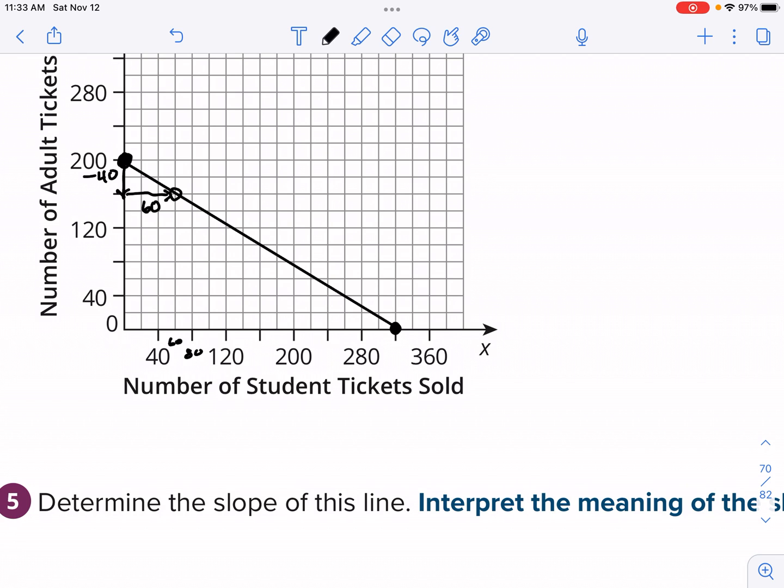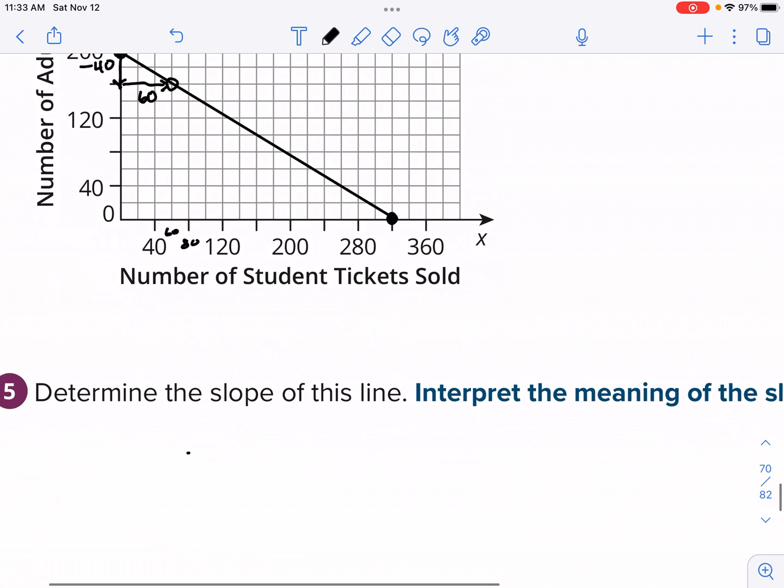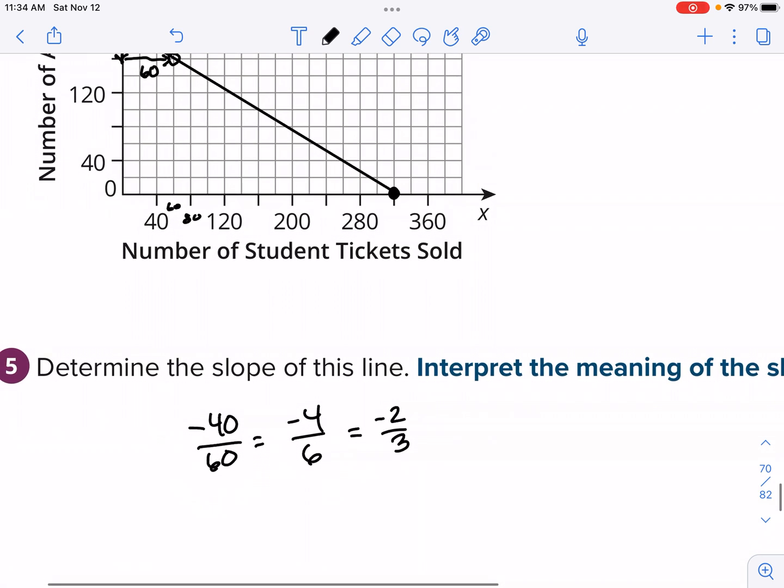All right, so this is negative 40 over 60. We can simplify this to be negative 4 over 6. And then further simplify this. You could divide both of them by 2. This would be negative 2/3. So this would represent the fact that the number of adult tickets sold decreases 2 for every 3 student tickets sold.